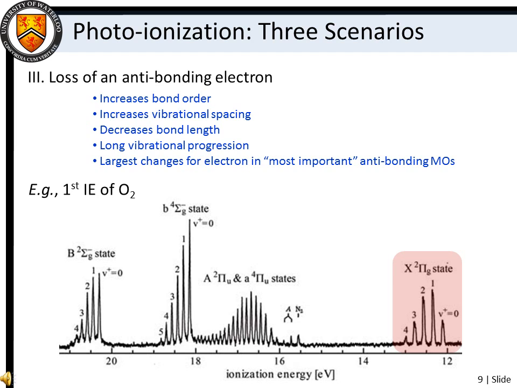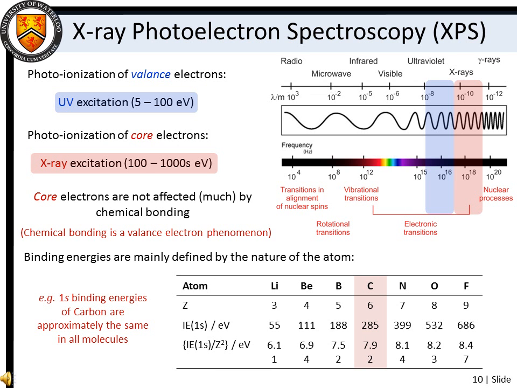Of course, these three scenarios only provide rough guidelines for interpretation of photoelectron spectra. There are a number of factors that can give rise to seemingly anomalous behavior. Photoionization of valence electrons typically requires ultraviolet excitation. To remove core electrons, we require much higher energies and must instead photoionize with X-rays. Since chemical bonding is a valence electron phenomenon, binding energies of core electrons are predominantly defined by the nature of the atom. For example, the 1s binding energies for carbon atoms are approximately the same in all molecules.